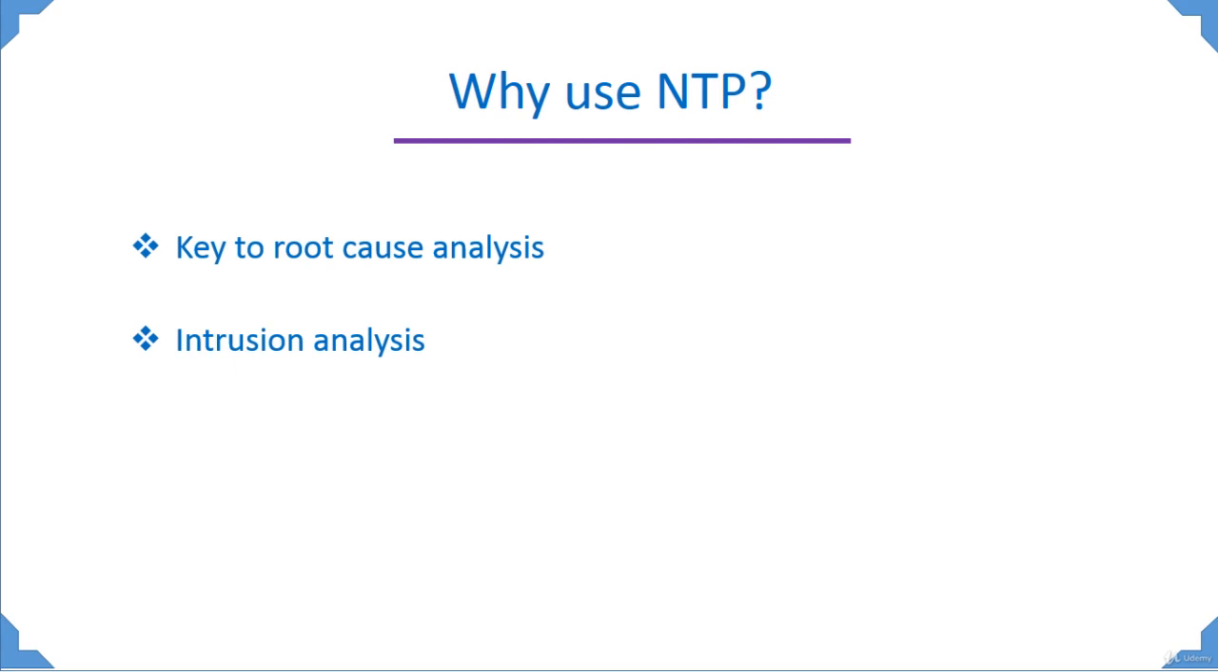Intrusion analysis. If your system has been attacked by an outside intruder or even an inside intruder, you have to know exactly at what time it occurred. And that's also going to be very, very useful in troubleshooting it and preventing it from happening again. It is required by law. There are a lot of organizations, for instance the FDA, that require companies to have a Network Time Protocol or NTP server, and they get audited if they don't have it in place.